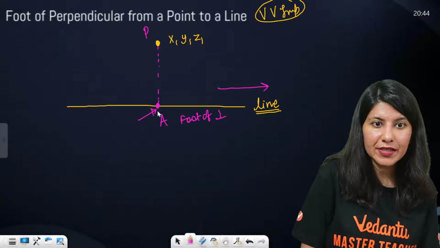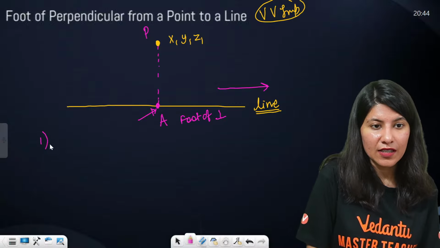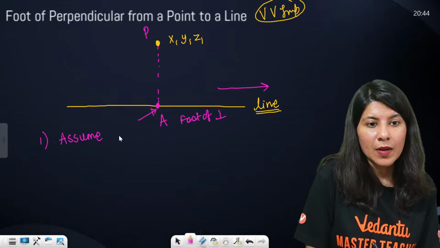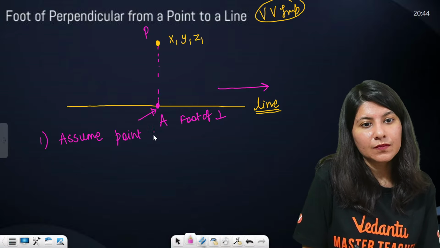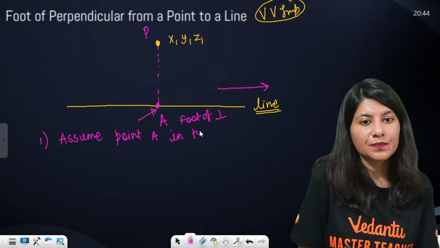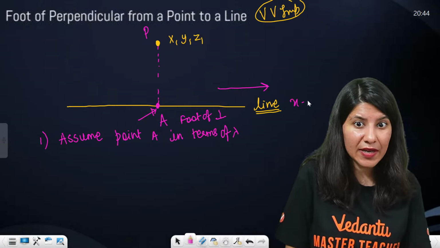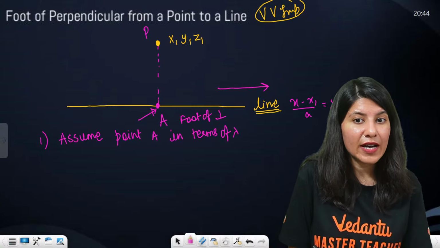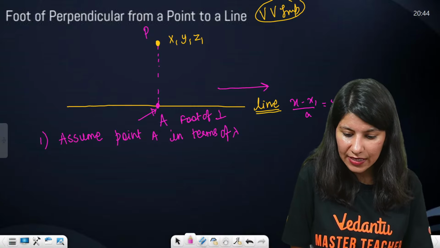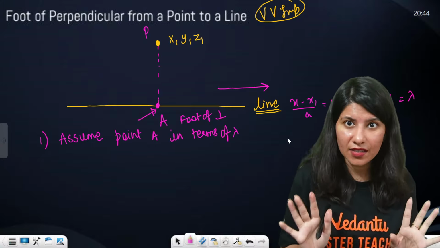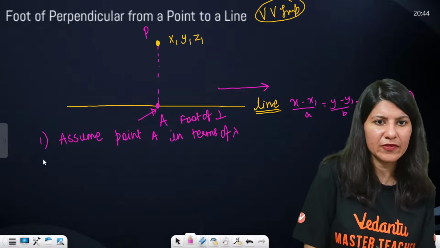What you will do is, first you have the line, so can you just assume point A in terms of lambda? Can you do that? Yes, the line will be given as (x minus x1) by A, (y minus y1) by B, (z minus z1) by C equals lambda. So you can assume that point A in terms of lambda, correct? Okay ma'am, we can do that.